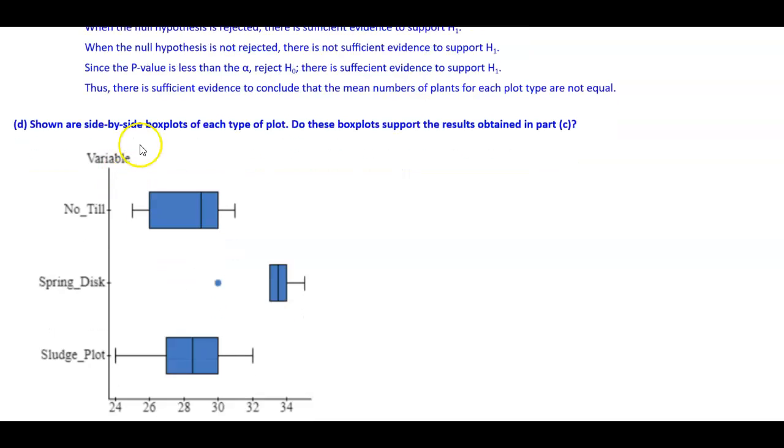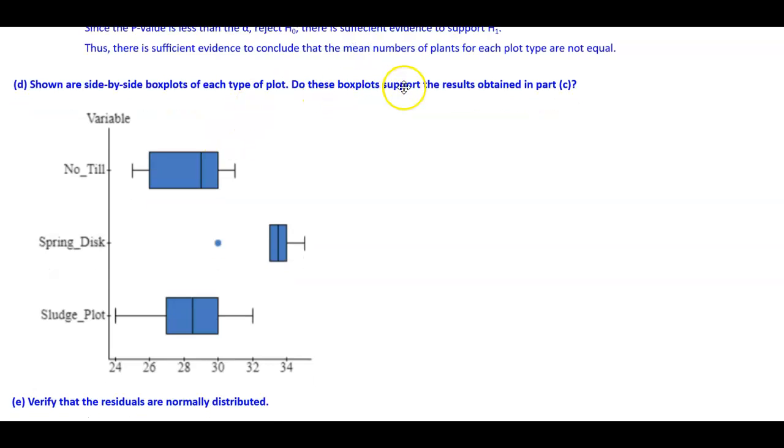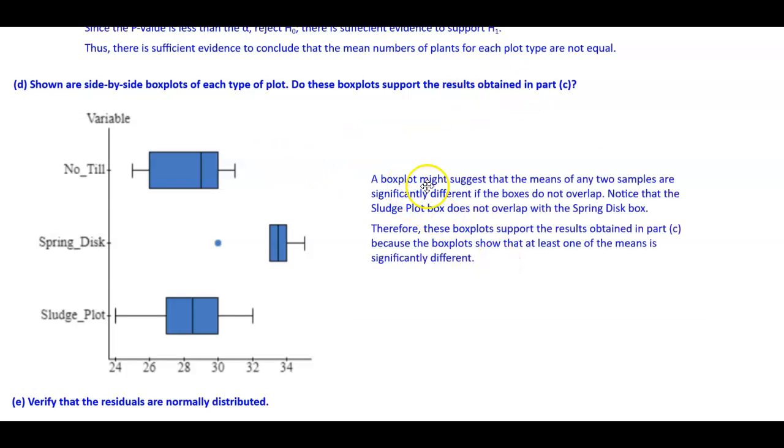Okay, shown over here are side-by-side box plots of each type of plot. So do these box plots support the results obtained in part C? Well, a box plot might suggest that the means of any 2 samples are significantly different if the boxes do not overlap. Now, if you notice, the sludge box plot does not overlap with the spring disc box. Therefore, these box plots support the results obtained in part C because the box plots show that at least one of the means is significantly different.